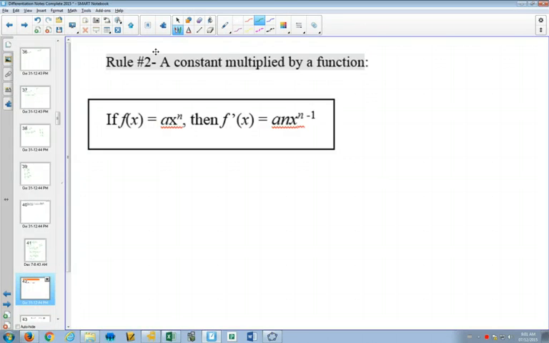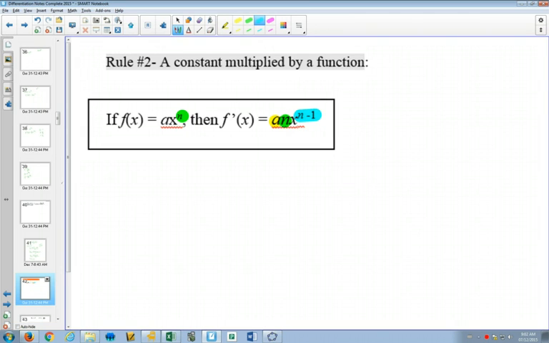Rule number 2. When you have a constant in front of the function, like we saw when we had 3x to the half, that constant stays there. It doesn't affect it. So the same things happen here. Our exponent is n, so our power rule says that n comes out in front. And even though we have this a here, now a is just going to get multiplied by n. And we still subtract 1 off of our exponent.